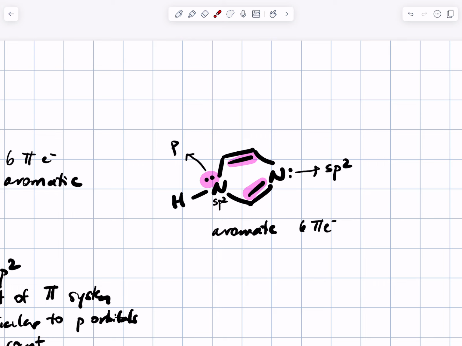Okay, follow-up questions on how to deal with lone pairs on nitrogens.